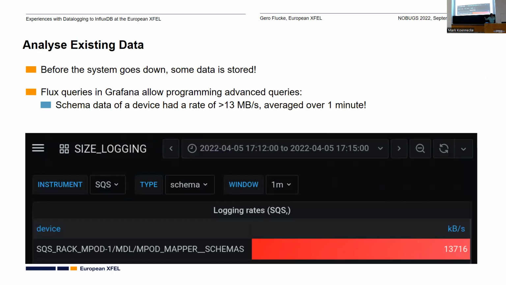Luckily, before the database goes down, some of the data we wanted to save is there, and with very sophisticated Flux queries, which can be done by Grafana against InfluxDB, you can really figure out what's going on. There was a schema update rate of more than 30 megabytes per second, averaged over a minute. So what the hell is this?